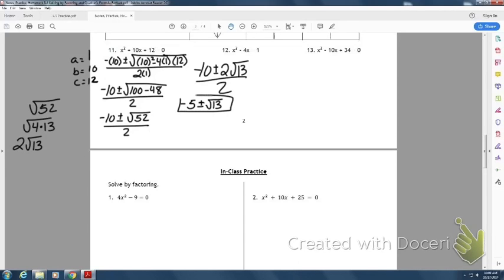Okay, so I can write this as my answer. Alright, where the plus and minus comes into, that's how you get, if you do it with plus, you get one x-intercept. You do it with minus, you get the other one. Alright, and if you're finding the decimal of these.